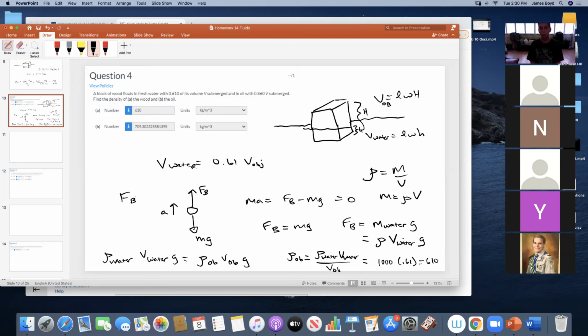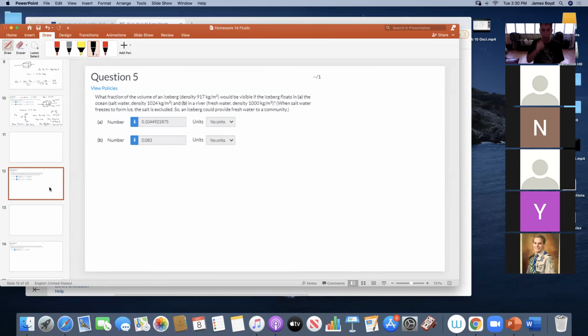In the quiz problem, you're actually going to have to turn the volume into the length times width times the height in water. And for the object, it's length times width times the total height of the object. That way you can eliminate L and W, and then you're just comparing the H's. I think that's pretty straightforward. I don't think it's too bad. I believe there's a practice problem in your book that does it as well.